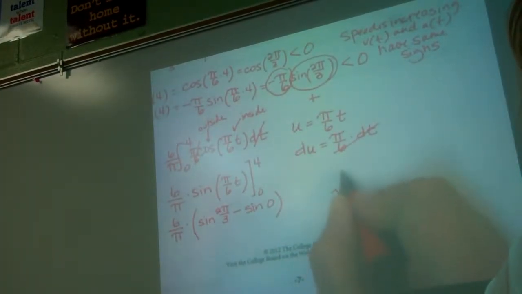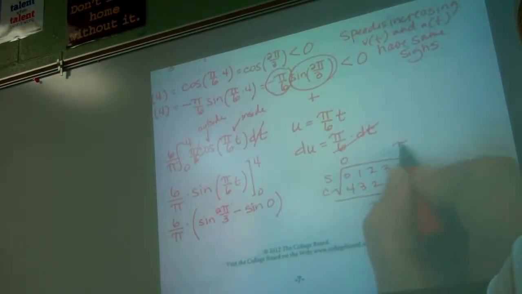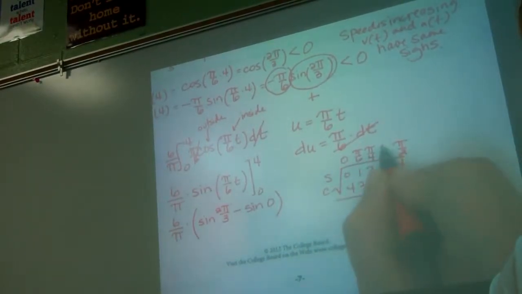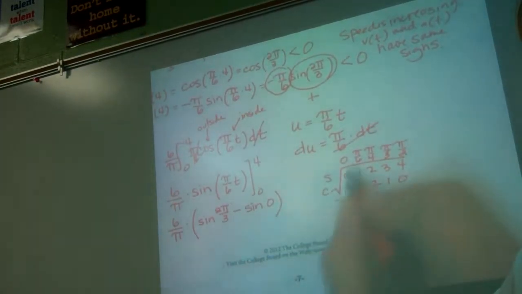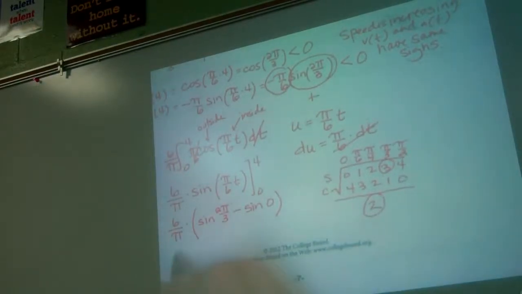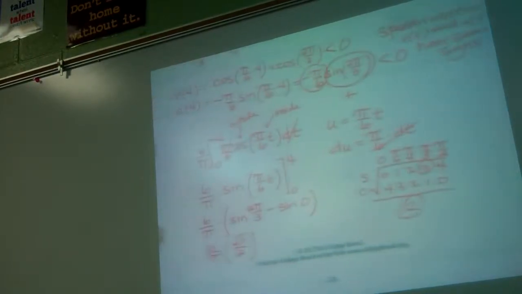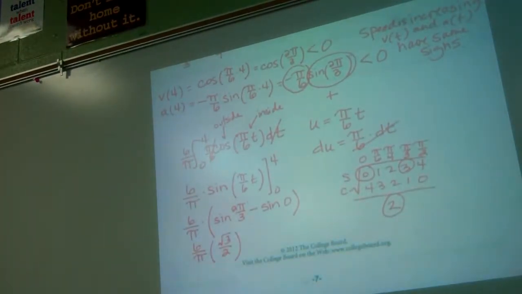If you draw your really big square root, and this goes for your first quadrant, the sine of a pi over 3 angle is square root of 3 over 2. So this would be 6 over pi times the square root of 3 over 2. The sine of 0 is 0, so we don't have to worry about that.